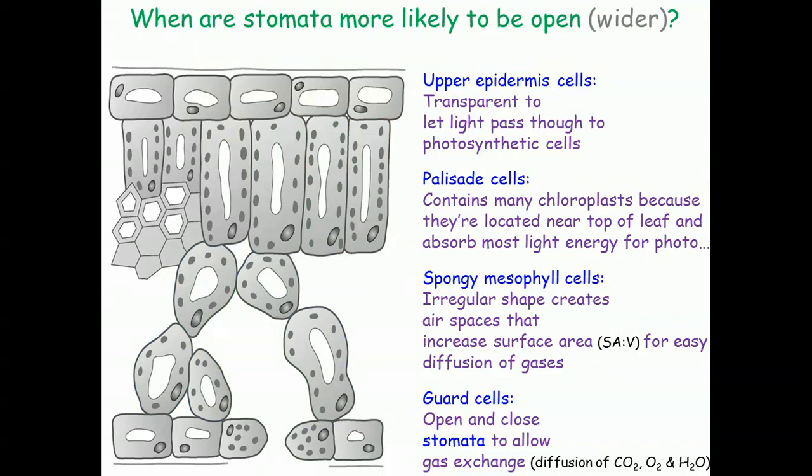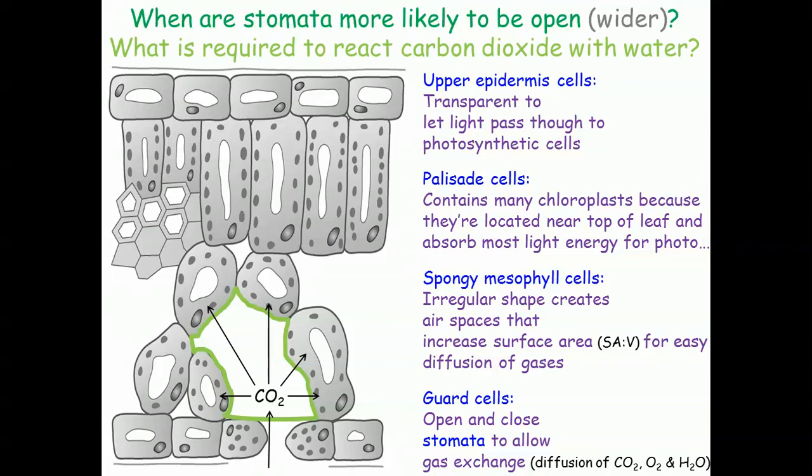So when are stomata more likely to be open? When the stomata open, they allow carbon dioxide to diffuse into the airspace so that they can diffuse into photosynthetic cells to do photosynthesis. The carbon dioxide has to react with water, and this requires light energy, so it doesn't make sense to open the stomata to diffuse carbon dioxide inside if there is no light energy. So the best time to open the stomata is when there is light.